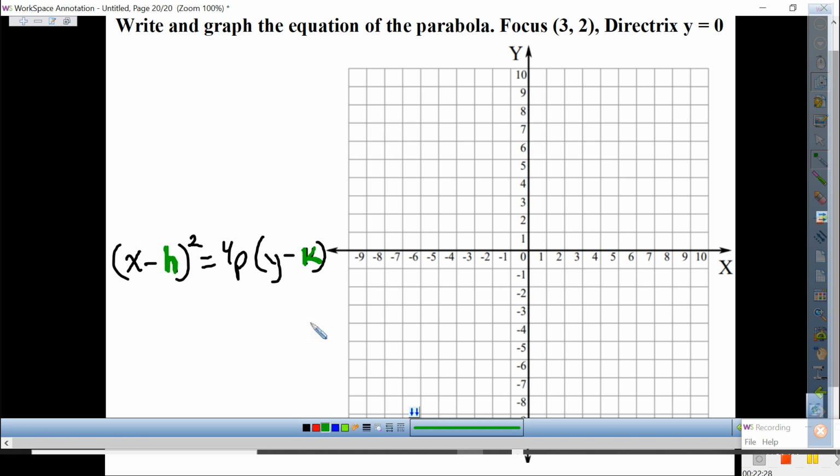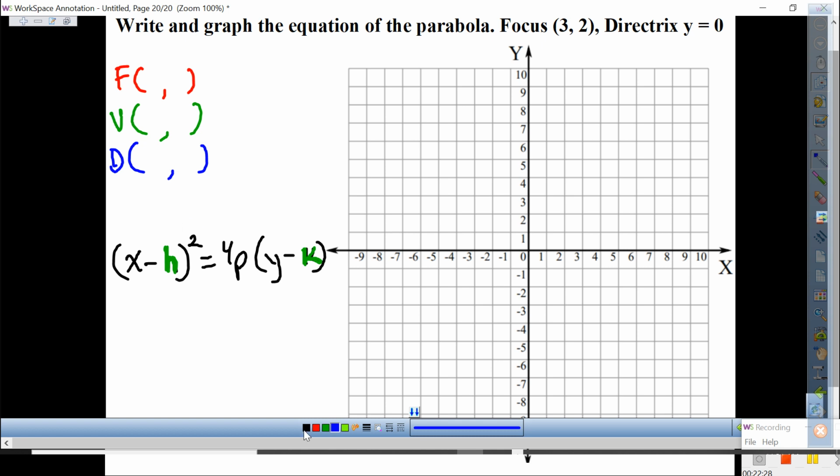Okay? However, to get started and get organized, on top over here, guys, I want you to write this down. With red, I want you to write F for focus, get a parentheses. Underneath that, with green, you're going to write V for vertex in green. And with blue, you're going to write D for what? Directrix point, yes.